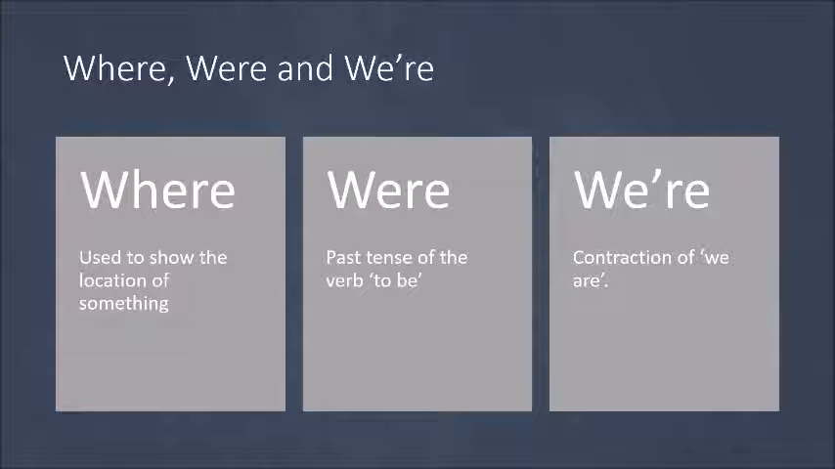And the next most common homophone within the English language is where, we're, and were. So these ones sound slightly more different than the first one we did, which are almost identical in their sounds, but they're still considered homophones because there's very, very few differences in how you pronounce them. So the first one, where, is used to show the location of something. The second one, were, is the past tense of the verb to be. And then we're is the contraction of we are.